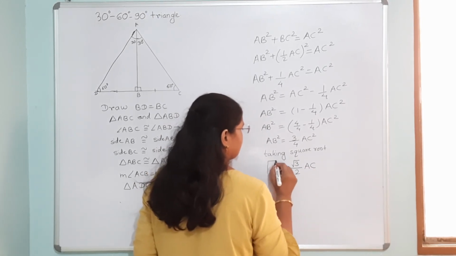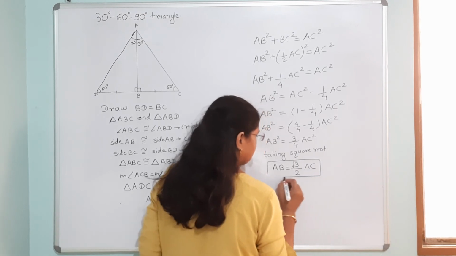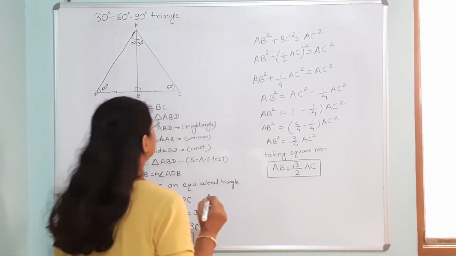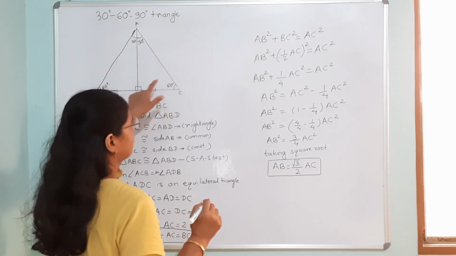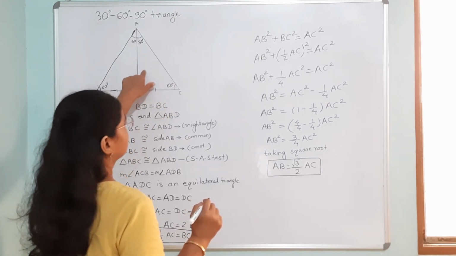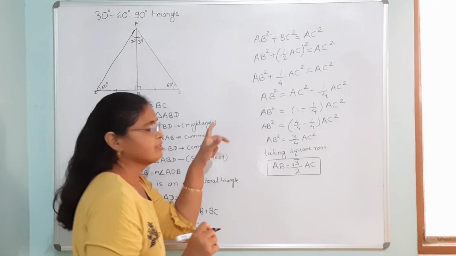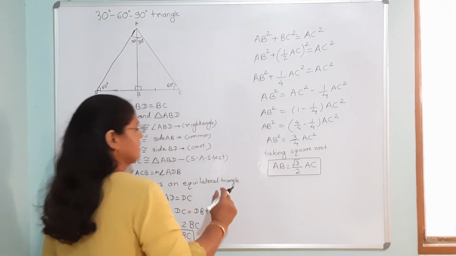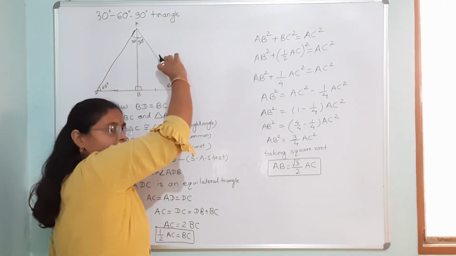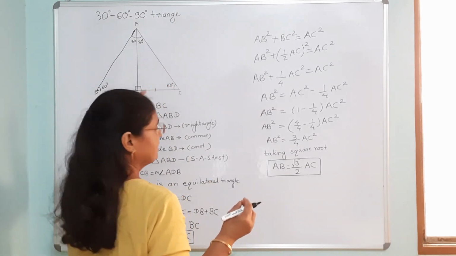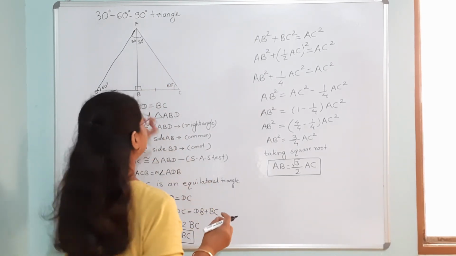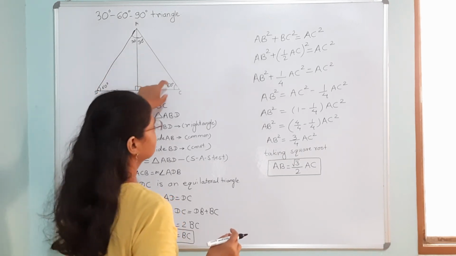That means the side which is facing the 60 degree angle in a 30, 60, 90 triangle is root 3 upon 2 times the hypotenuse. That means if the hypotenuse is given to us and told that it is a 30, 60, 90 degree triangle, we can write the lengths of both the sides.